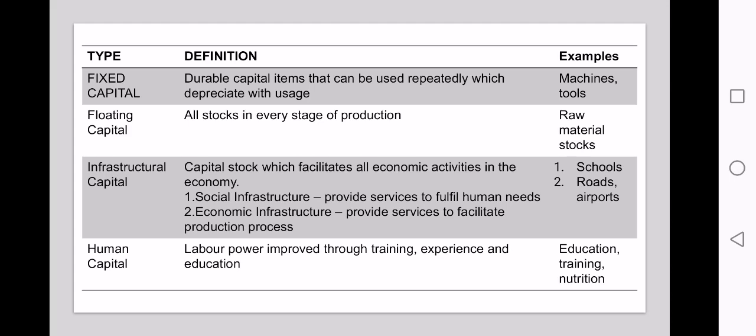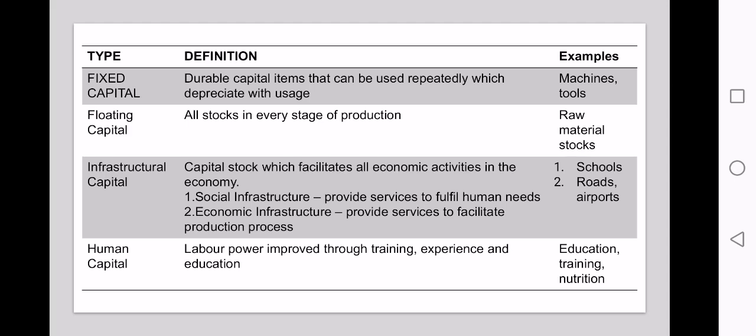First, there's fixed capital. Fixed capital are capital items, durable capital items that can be used repeatedly with depreciation. It depreciates. For example, machines, tools, screwdrivers, and all that. That's fixed capital. You use that to produce something else.